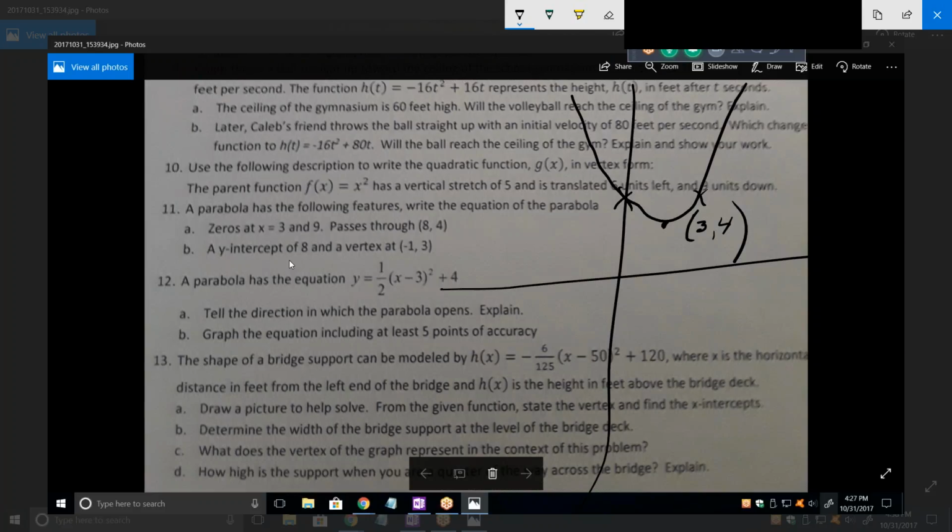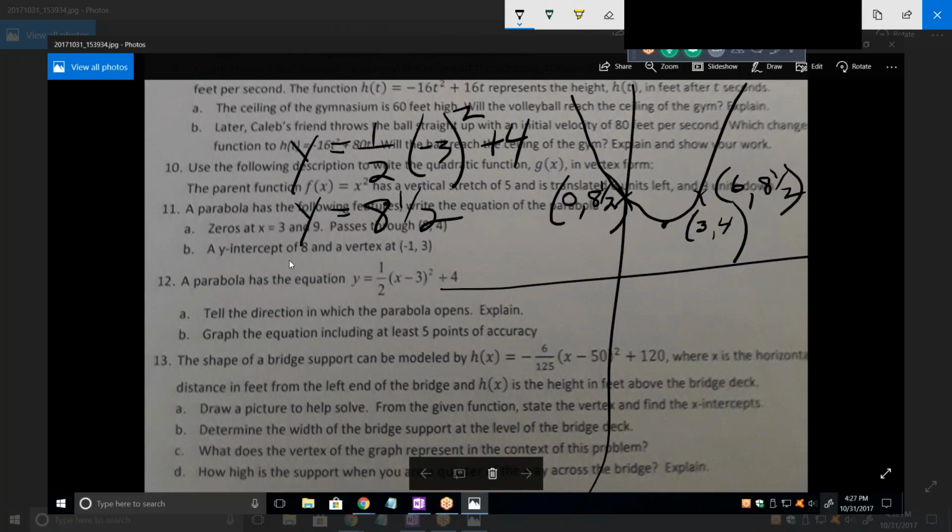How do I get the y-intercept? What do I plug in for x to get the y-intercept? 0. Okay. So what's y equal to when I plug in 0 for x? I get 1/2 times minus 3 squared plus 4. So I get y equals 4.5 plus 4, 8.5. So that value is 0, 8.5.